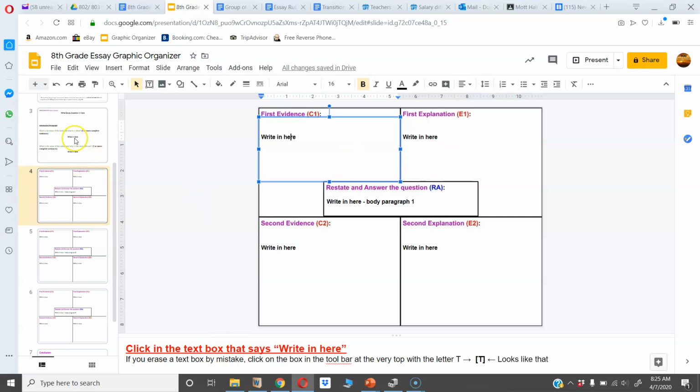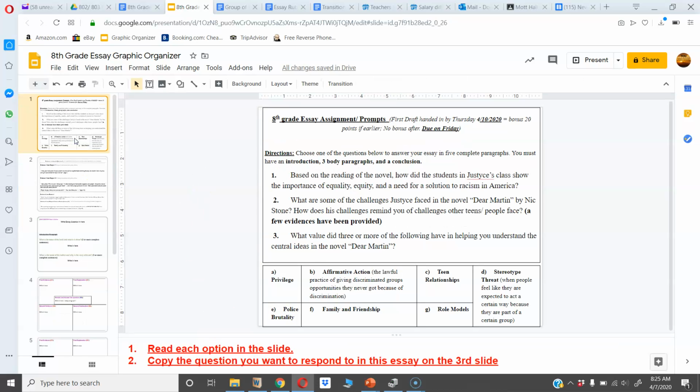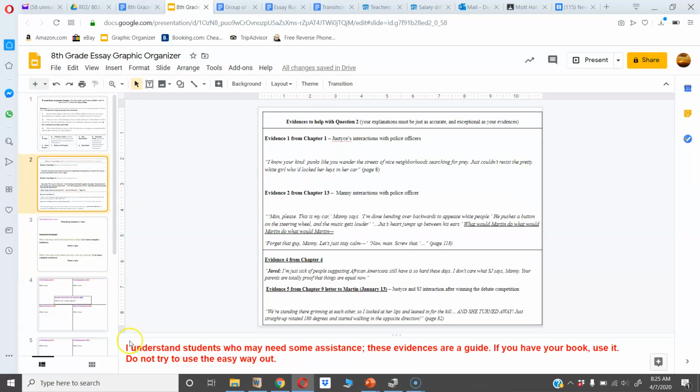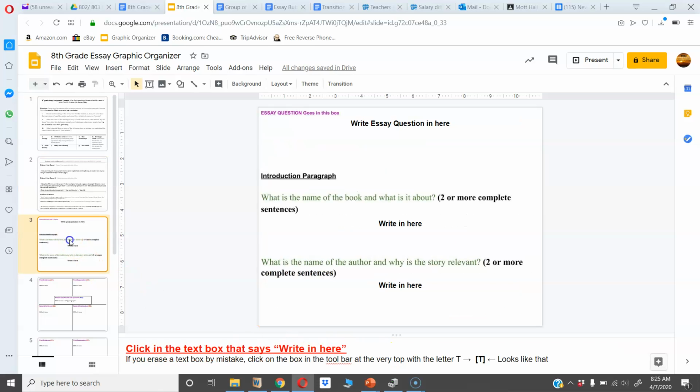On the bottom of each of these slides, there are some notes. At the bottom, where it's in red, read each option in the slide. Copy the question you want to respond to in this essay on the third slide. 1, 2, 3. Go to the third slide, you copy. Now, here I said the same thing about the evidences that I provided you with. You also have notes where it says, click in the text box. If you erase the text box by mistake, click on the box in the toolbar at the very top with the letter T. Looks like that.